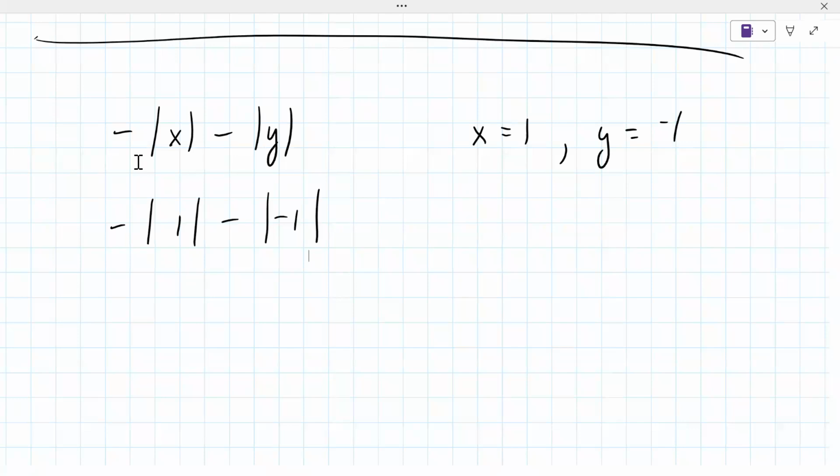Would it just be 0? It is not 0. The first one is -1. And then the absolute value of -1 is still 1. It's -1 minus 1. I see it. Okay, would it be -2? Yes. Very good. Okay. So here is one for you to try.